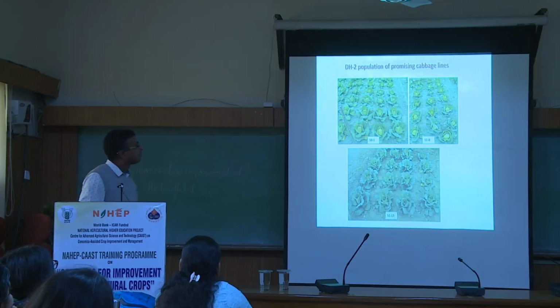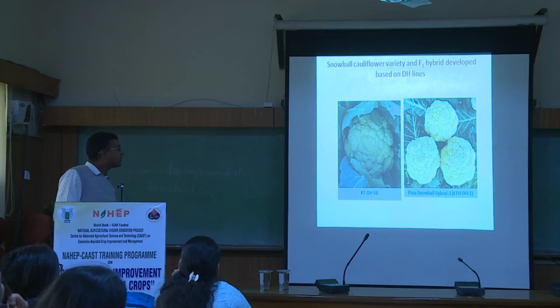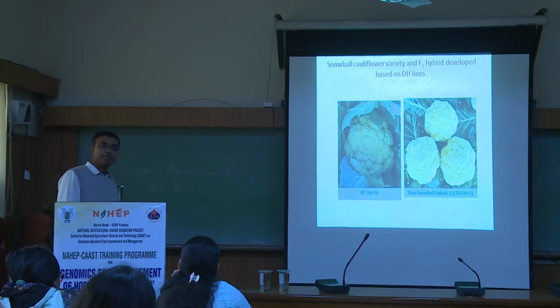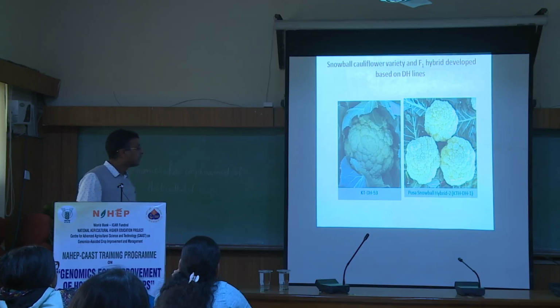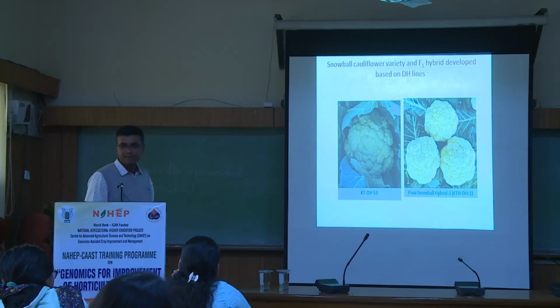And this is the DH2 population. After selfing, we are maintaining this, basically these works are in Katrain only, IARI region. I was earlier there in the IARI regional station Katrain. And the most important part is that using the double haploid, we developed the product also. And recently we have developed a hybrid, Pusa Snowball hybrid too. This is the first double haploid based hybrid in India, you can say in any crops, any vegetable crops.